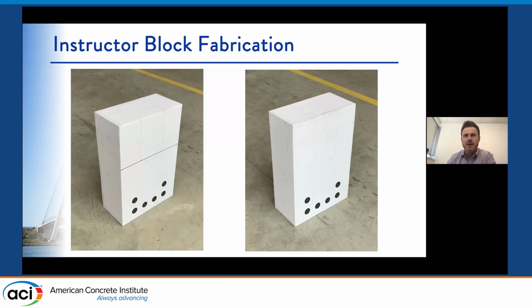This is the finished product of that block for the instructor block before things begin. So on the left, you can see the front and one side, and on the right, you can see the back and the other side. And you can notice there's a variety of things labeled on that block.